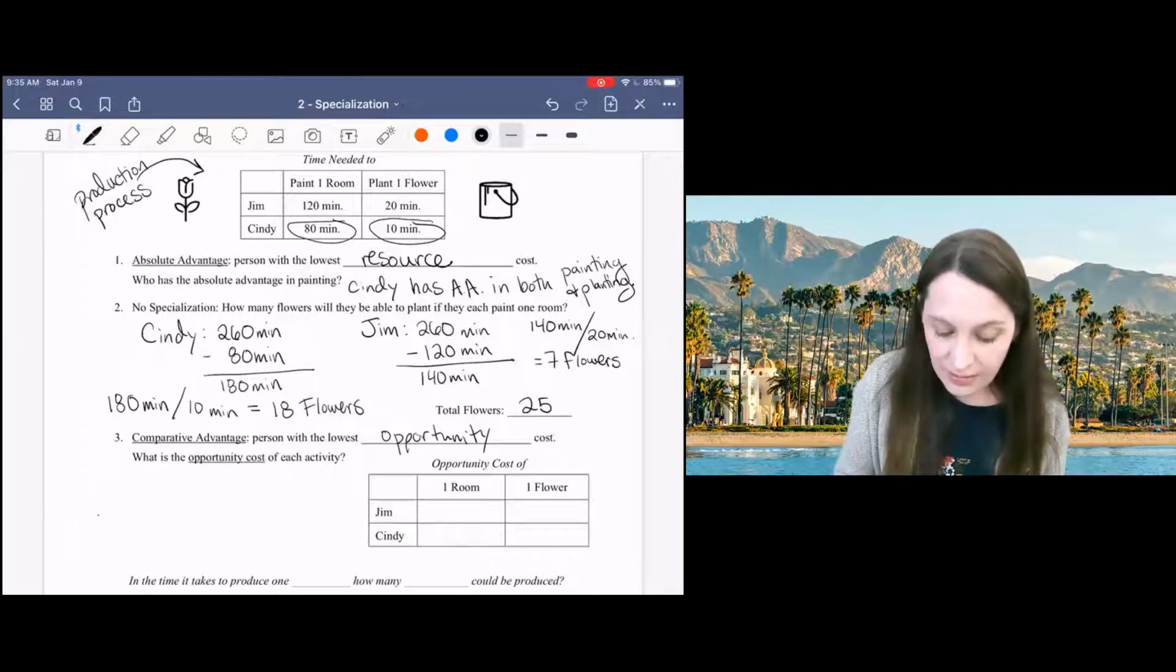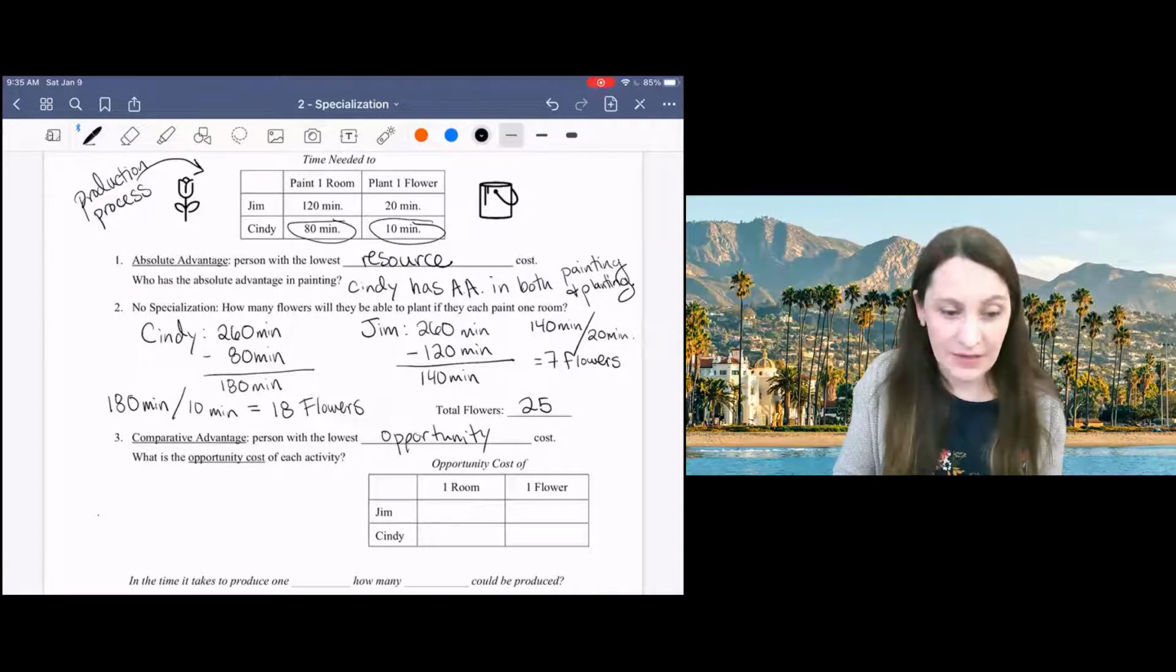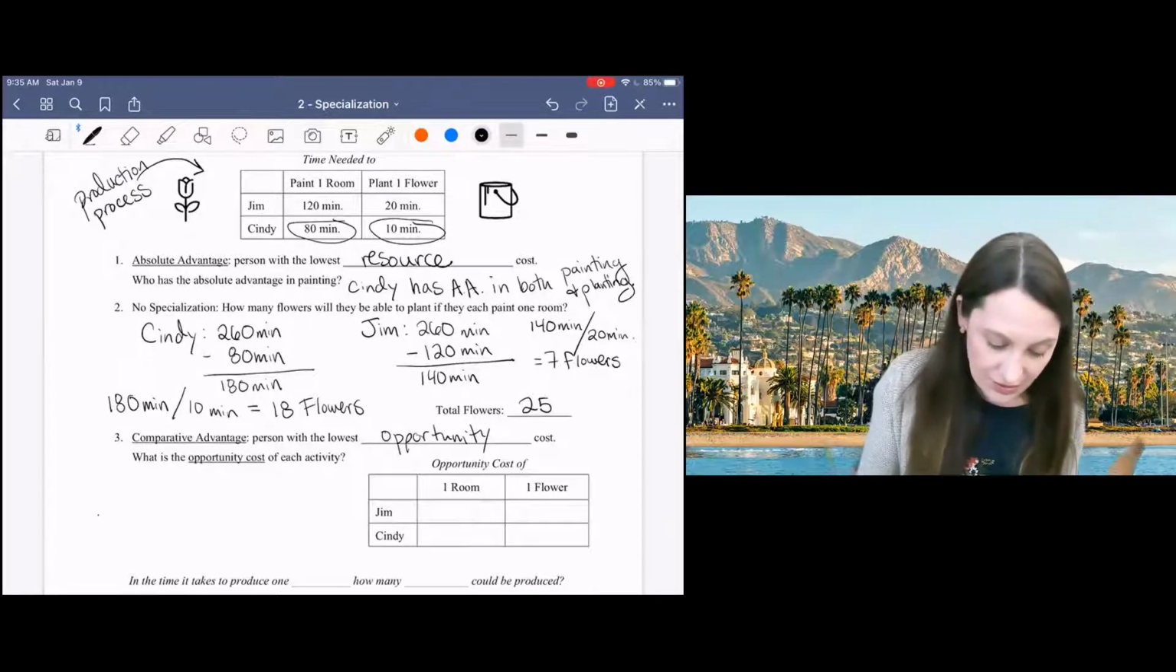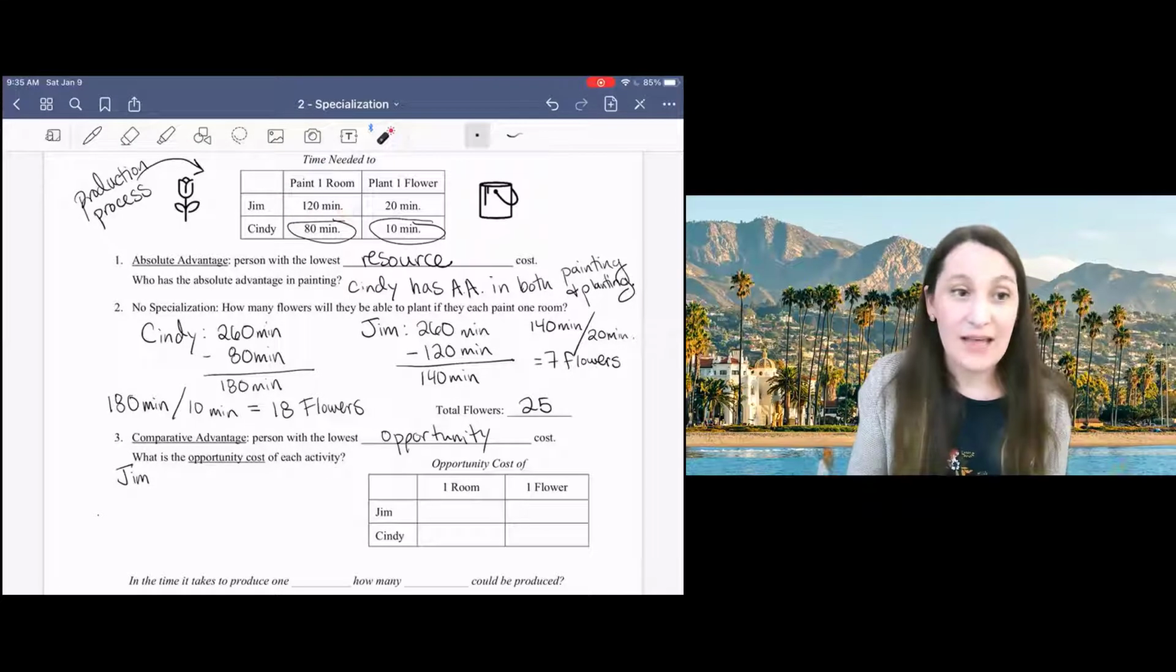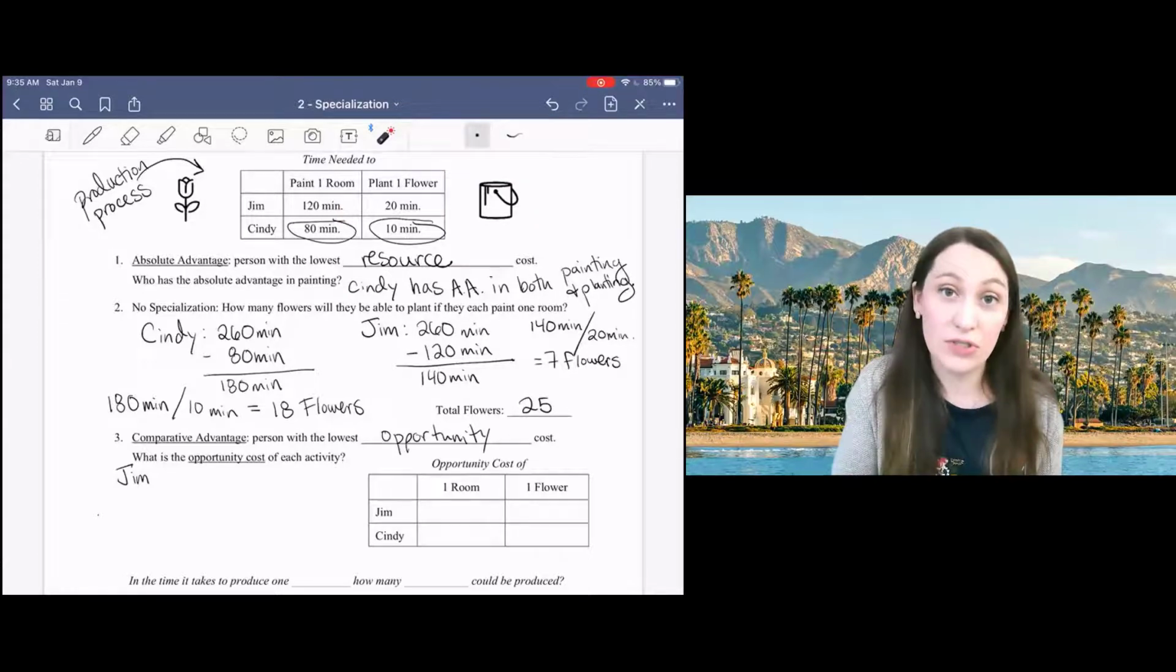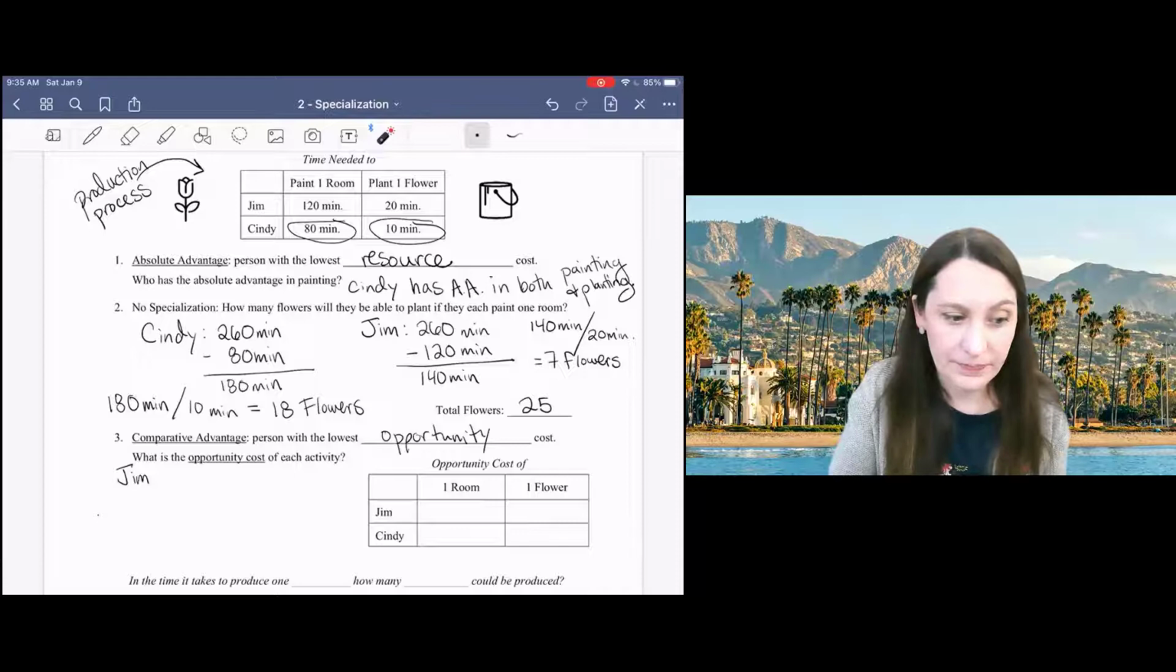So I've got another table here where I'm going to fill in the opportunity cost of production for each person and for each good. We'll start with Jim. You can see that it takes Jim 120 minutes to paint a room. That's the time cost or the resource cost of painting a room. But we're interested in the opportunity cost. How many flowers could Jim have planted in the time it takes him to paint one room?